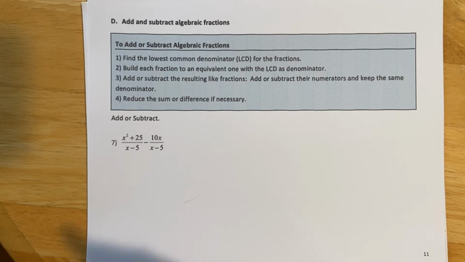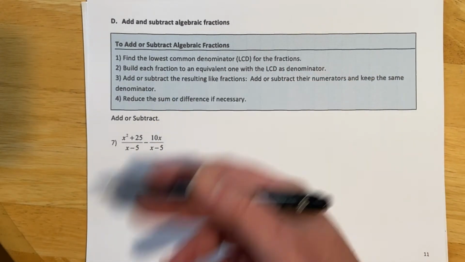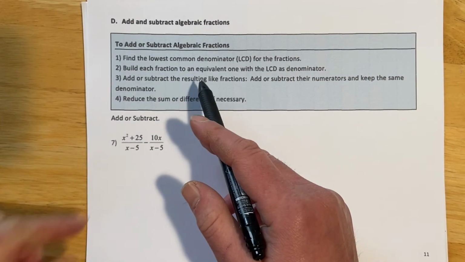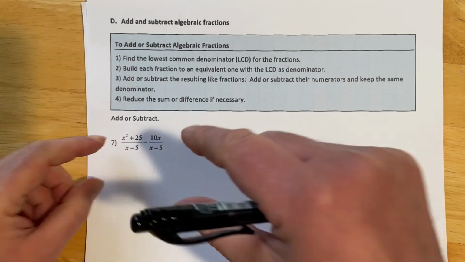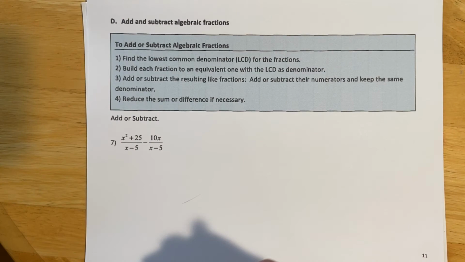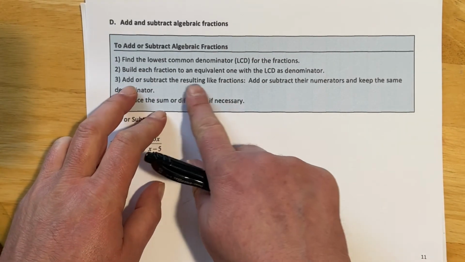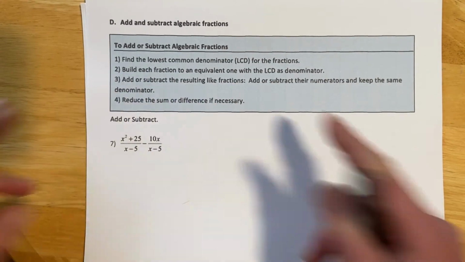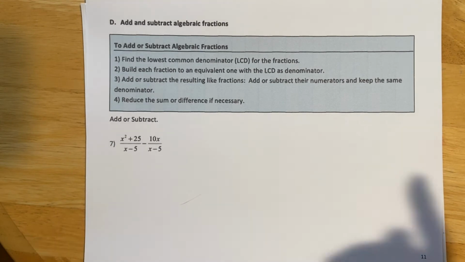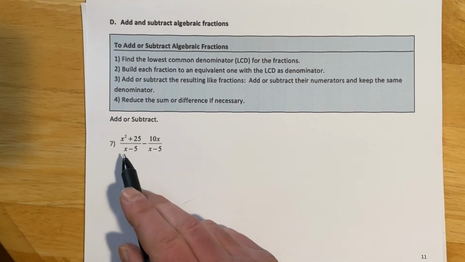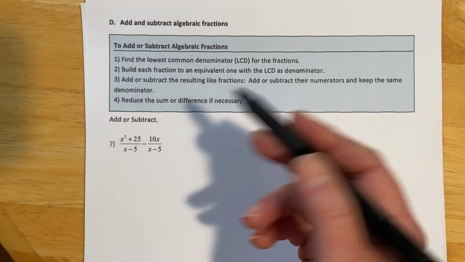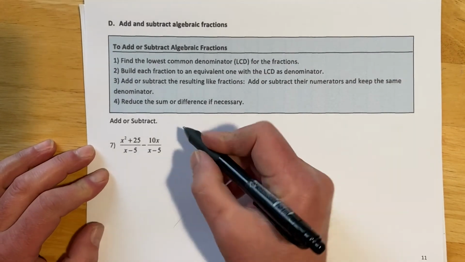Okay, then for adding and subtracting, our steps are: find the lowest common denominator, and then build each fraction to an equivalent one with the LCD as a denominator. That's where I was building them each up to have the same denominator in the last examples. Then add or subtract the resulting like fractions, so we can add the numerators once the denominators are the same, and then reduce if necessary.